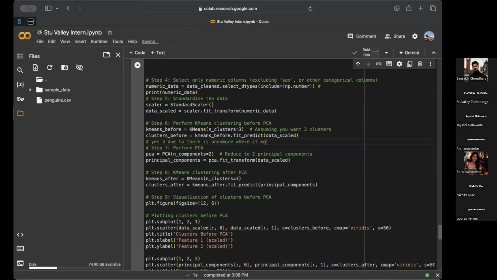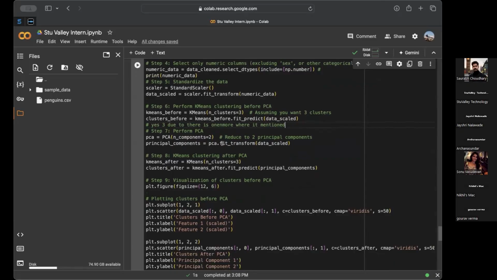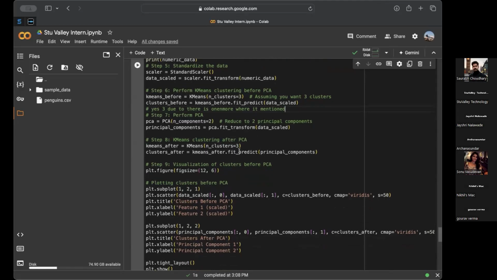One more where it mentioned not available. Acha, okay. Not available is also there. Okay, 3 clusters. It will make 3 clusters. Fine. Then PCA again with the 2 components, and then with the transform. Then you're doing PCA again for 3. After reducing the dimensions, we are doing PCA again.